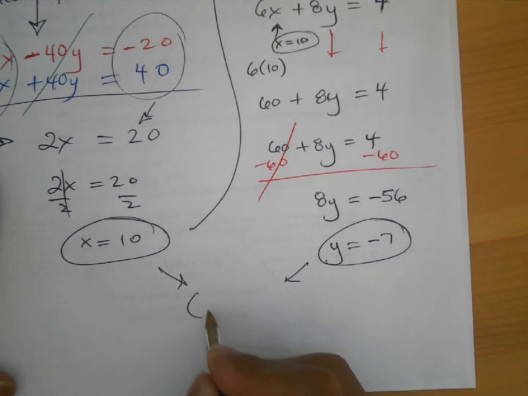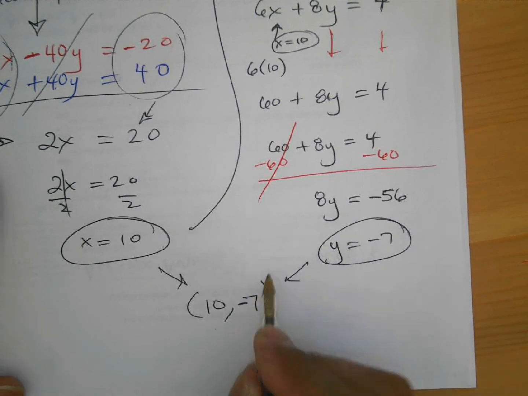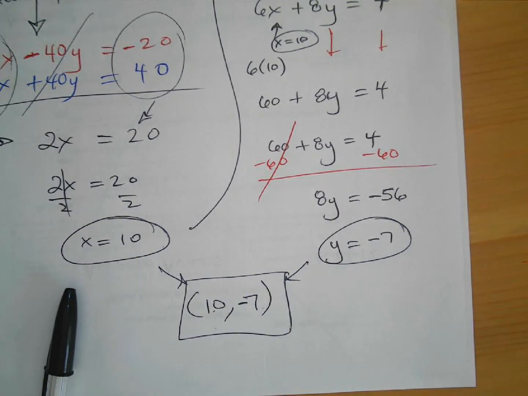And remember, write your answer in the form of a coordinate. 10, negative 7. X goes first, then Y. There we go, guys. Good luck. I hope these notes are helping. You can stop them. You can rewind them. You can watch them over again. Good luck.